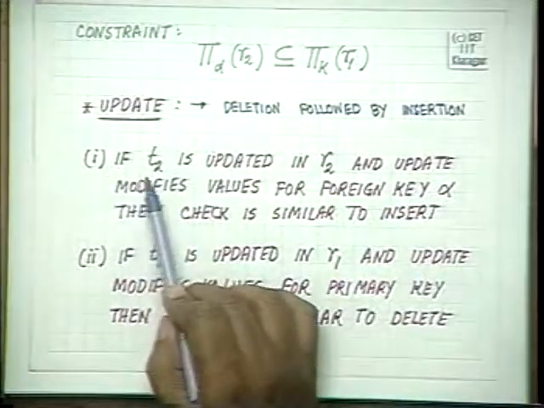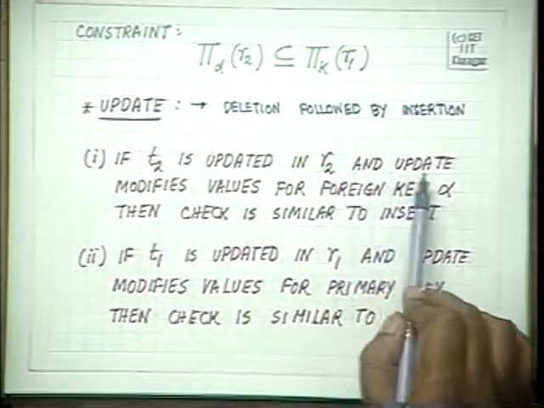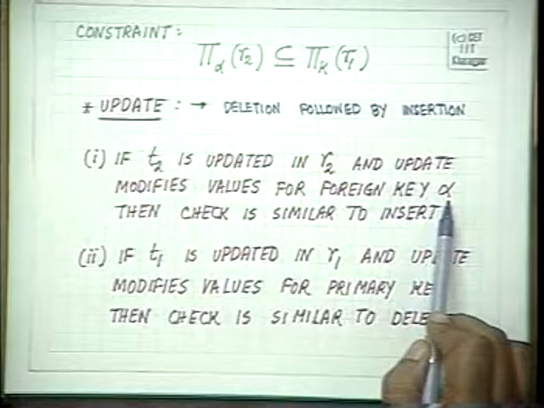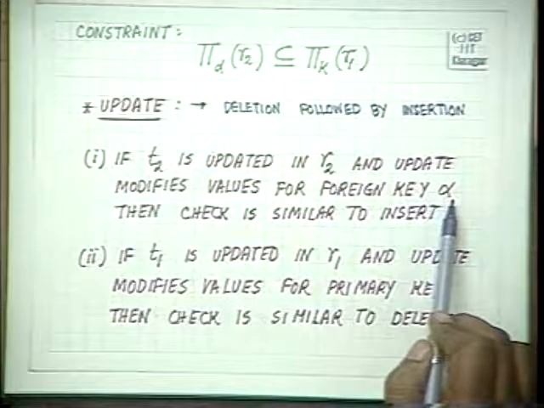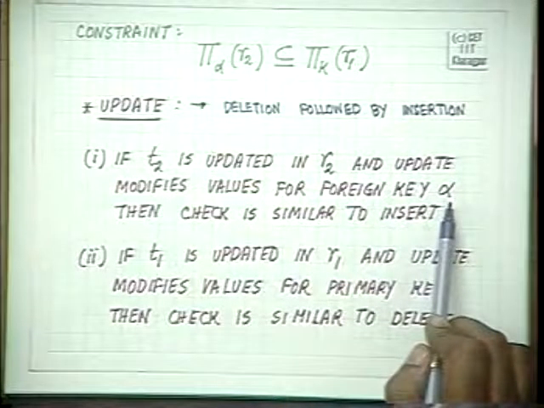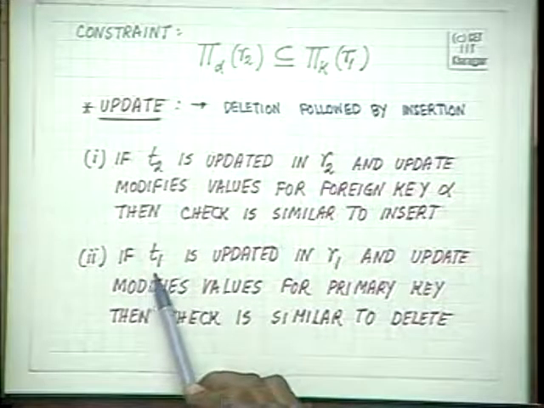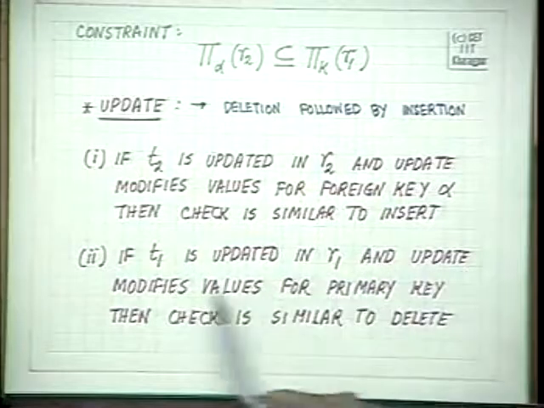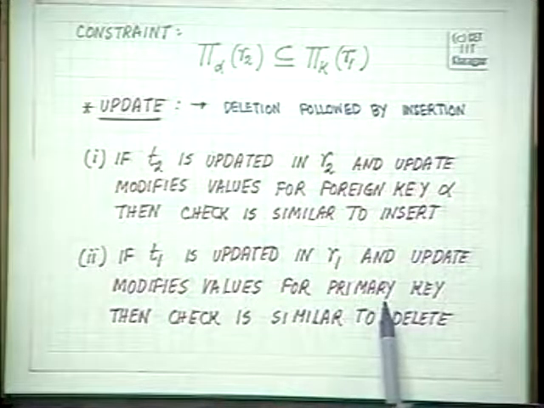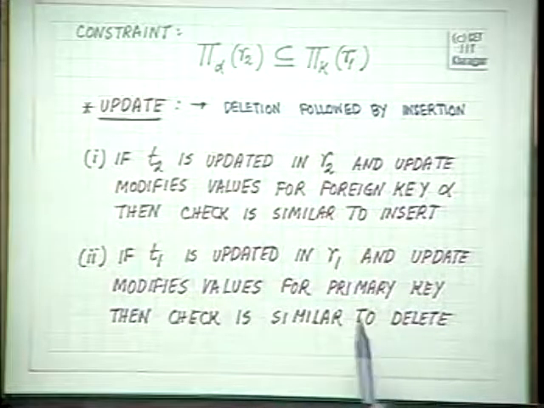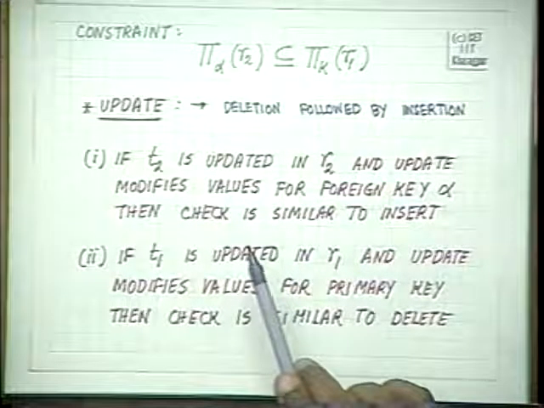Therefore, if T2 is updated in R2 and the update does not modify values for the foreign key alpha, then nothing needs to be done. But if it does modify values for the foreign key alpha, then the check is similar to insert. On the other hand, if T1 is updated in R1 and the update does not modify values for the primary key, again nothing needs to be done. But if it does modify values for the primary key, then the check is similar to deletion. Therefore, the checking for insertion and deletion can be used for updation.